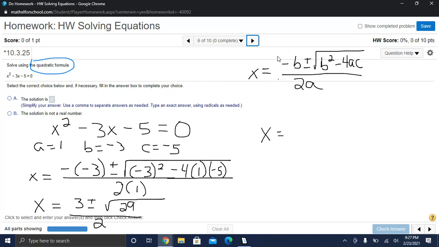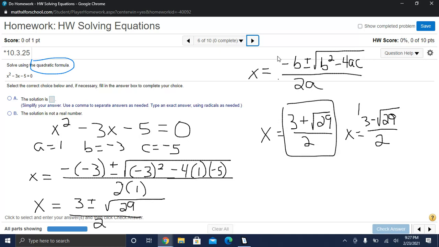So I'll have it separated as x equals 3 plus the square root of 29 over 2, and x equals 3 minus the square root of 29 over 2. And those would be the two answers that I would type where it asks for the solution. You would type in this one and then a comma and then this answer.